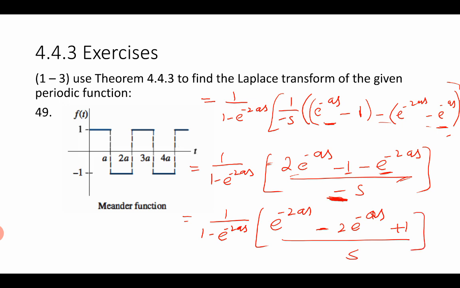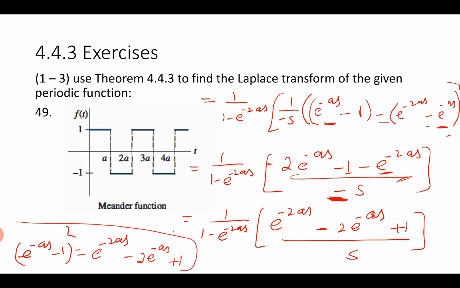And now see this one, you can write e raised to minus as minus 1 whole square. Expand it, you will get e raised to minus 2as minus 2 e raised to minus as plus 1, isn't it? So this is the numerator here. So the numerator can be simplified as e raised to minus as minus 1 whole square divided by s, and the outside we found 1 over 1 minus e raised to minus 2as.